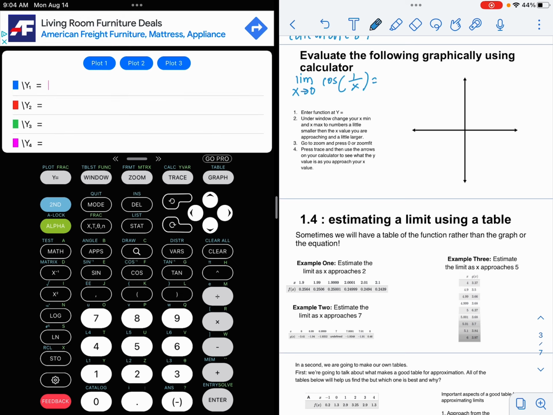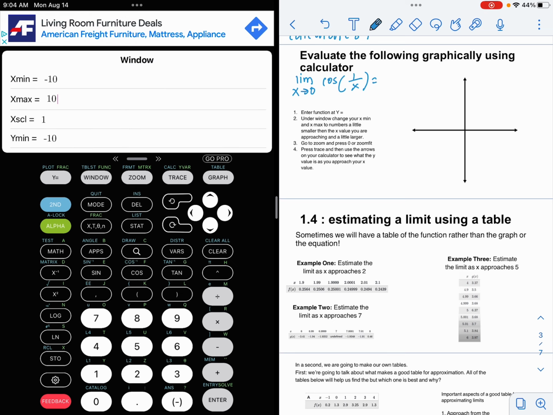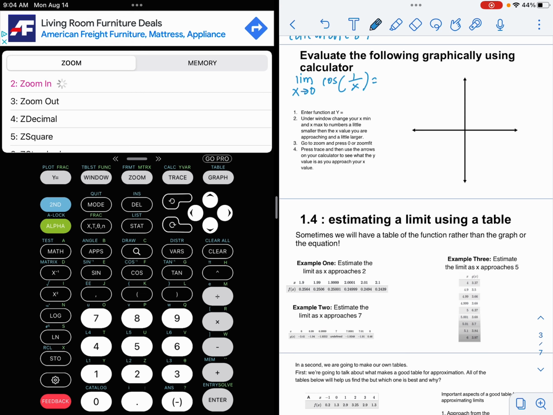But I'm going to go on to the next one. Feel free to try it by yourself. I'm going to type in cosine 1 divided by x. I'm not using parentheses for that because there's only one operation there. And then I'm changing my window because we're trying to find the limit as we approach 0, so I'm going to change it to -1 to +1. And then I'm going to press zoom 0 again.